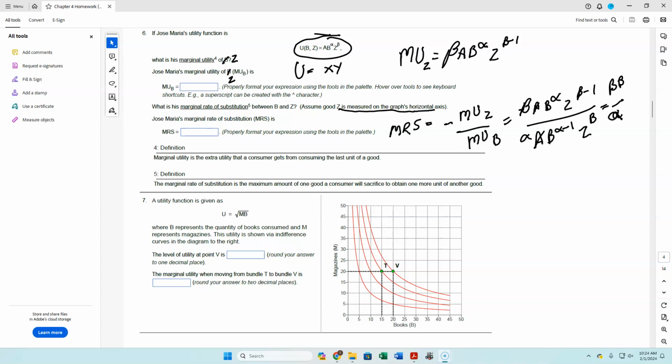And the Z's, I've got a Z to the beta minus 1, a Z to the beta. That's going to leave me with a Z in the denominator. So simplifying everything, I have beta B over alpha Z. And of course, we should have added this here. It's all negative because it's a MRS.